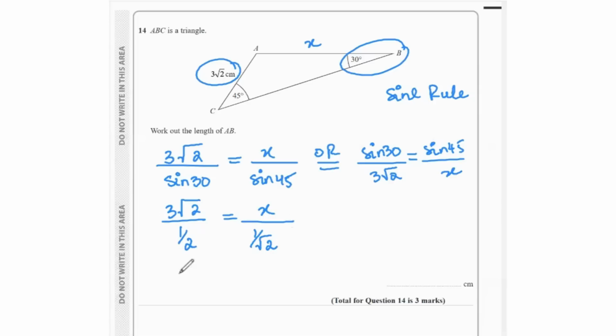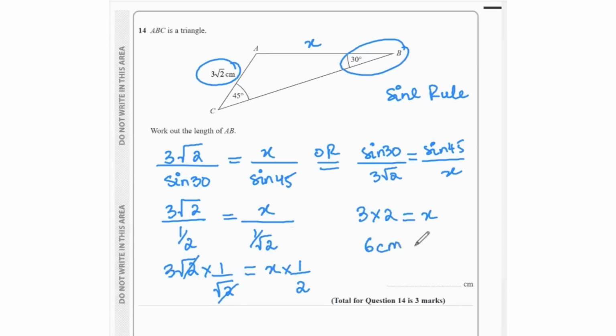So we cross multiply: 3 root 2 times 1 over root 2 equals x times 1 over 2. The root 2's get cancelled out. And then we multiply 3 with 2.